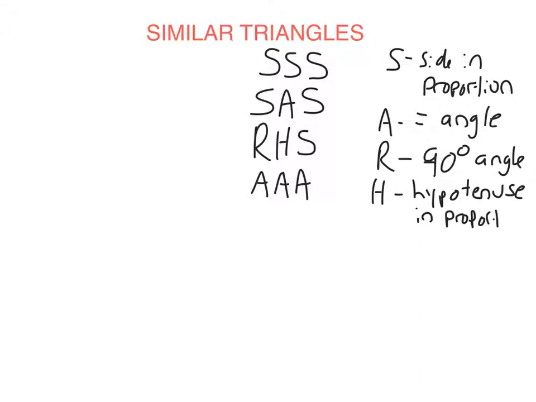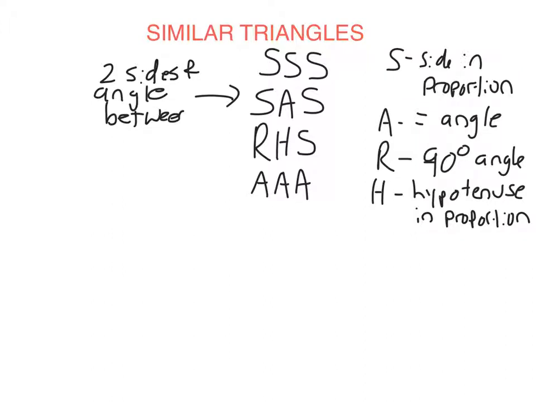One other thing I just need to note is for SAS, it has to be 2 sides in proportion, but it must be the angle between them. Otherwise, this test doesn't work. So what do all these tests mean? They're shortcuts to determining whether 2 triangles are similar.